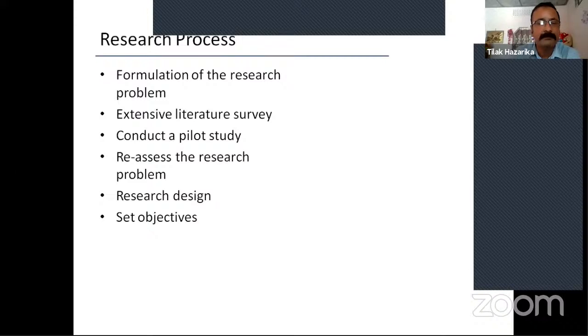Otherwise, at the time of analysis, at the time of making inferences, it will create a very huge problem if there is ambiguity in the set of research objectives.